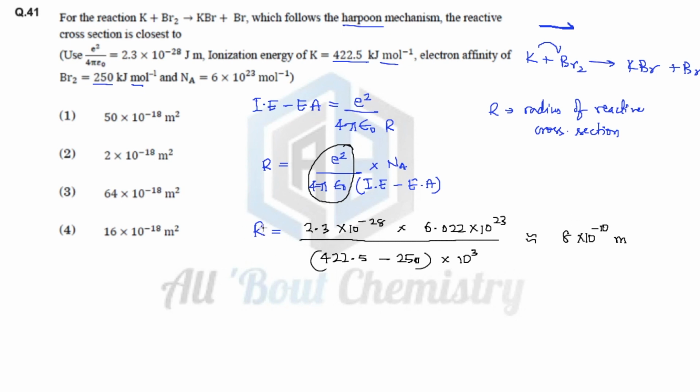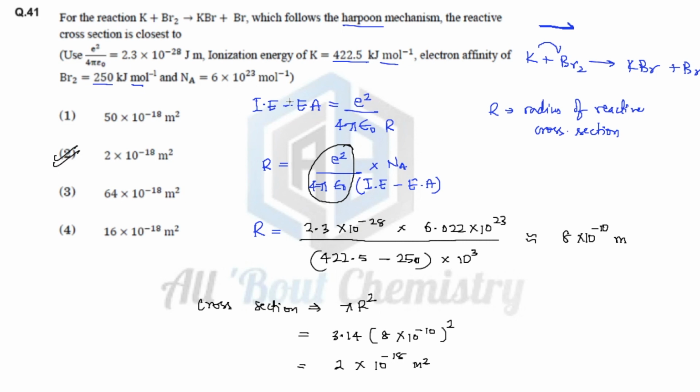Now R is the radius, but what they are asking is the cross section area. So the cross section will be taken as a circular section, and that will be taken as pi r square. So put the value of pi, that is 3.14 multiplied by 8 into 10 to the power minus 10 whole square. If you multiply and solve this, you are going to get this as 2 into 10 to the power minus 18 meter square. So the correct answer will be your option number 2. So that's how it has to be done.